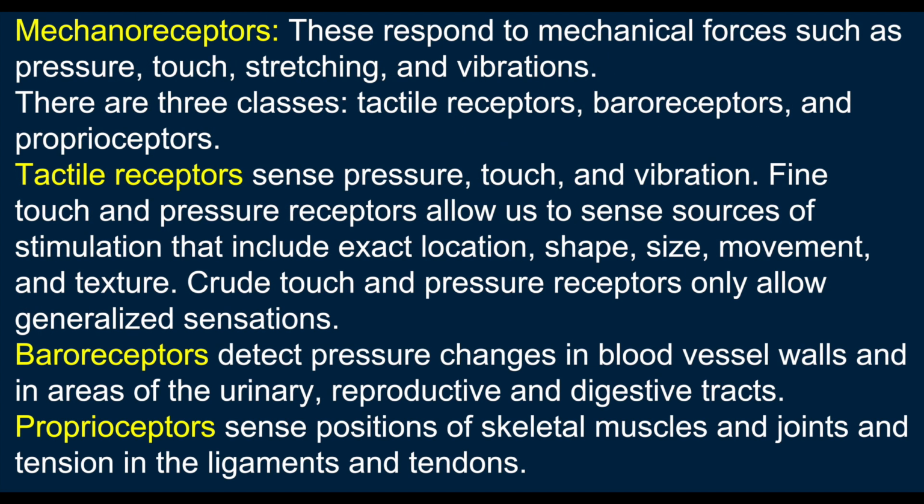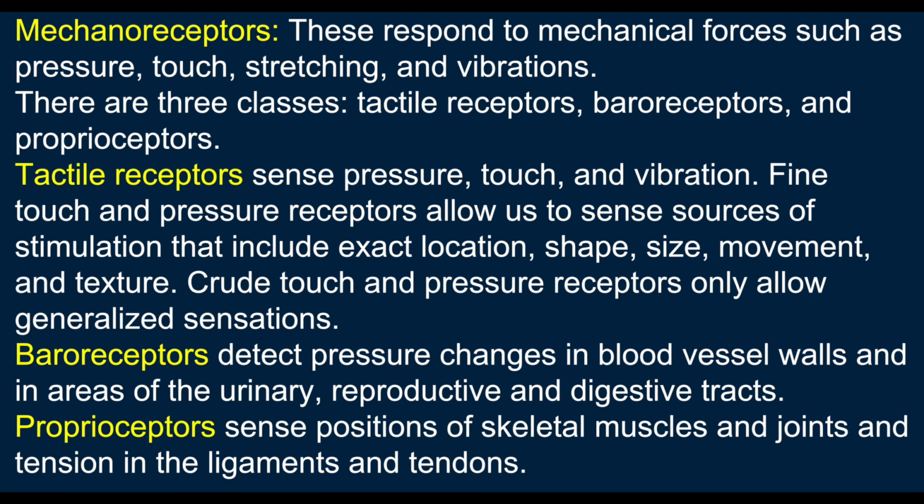Then we have mechanoreceptors. Mechanoreceptors respond to mechanical forces such as pressure, touch, stretching, and vibrations. There are three classes. They are tactile receptors, baroreceptors, and proprioceptors. Tactile receptors sense pressure, touch, and vibration. Fine touch and pressure receptors allow us to sense sources of stimulation that include exact location, shape, size, movement, and texture. Crude touch and pressure receptors only allow generalized sensations.